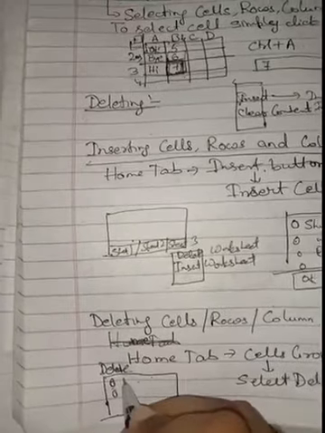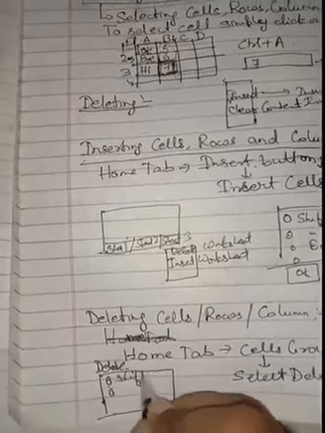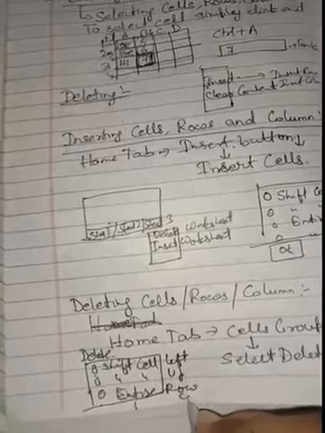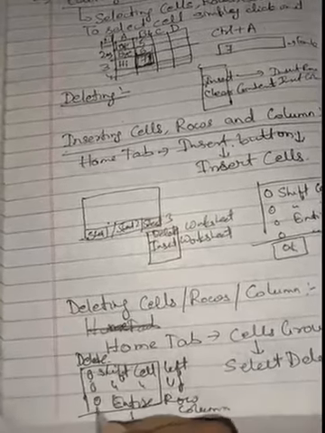Here we will have the options of shift cells left, shift cells up, entire row, and entire column. So we can select any one of the options from here.